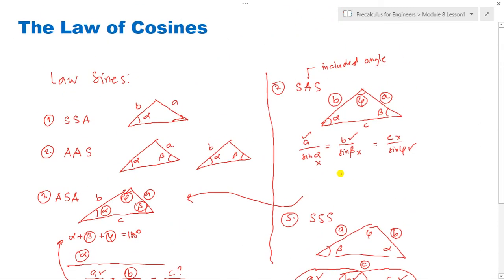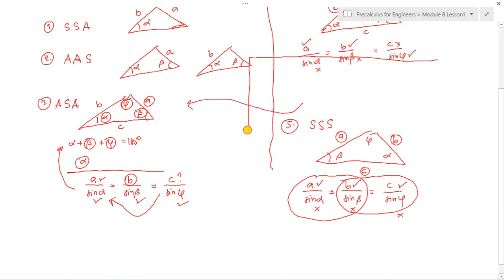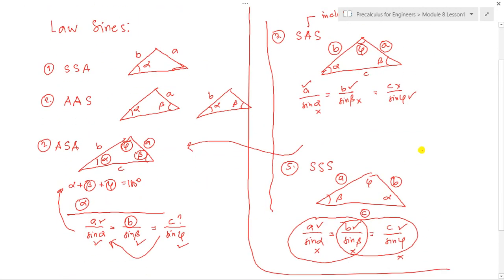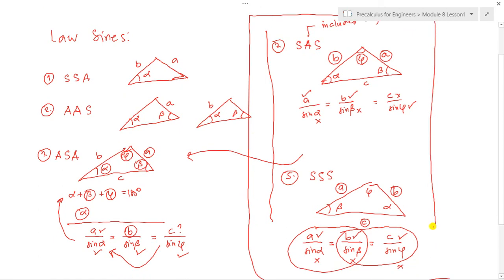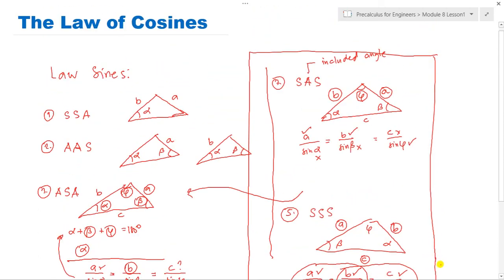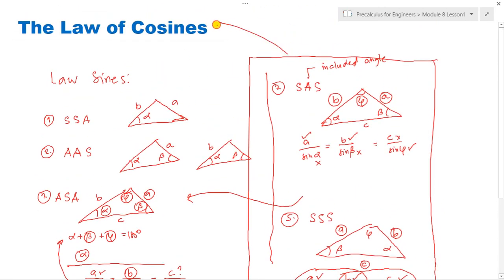So for these two conditions, side, angle, side, and side, side, side where all sides are given, we can solve it by using the law of cosines. So, what is the law of cosines? What is the formula?